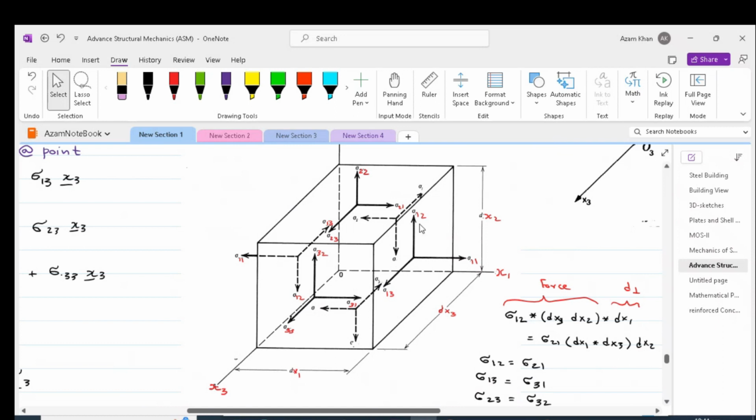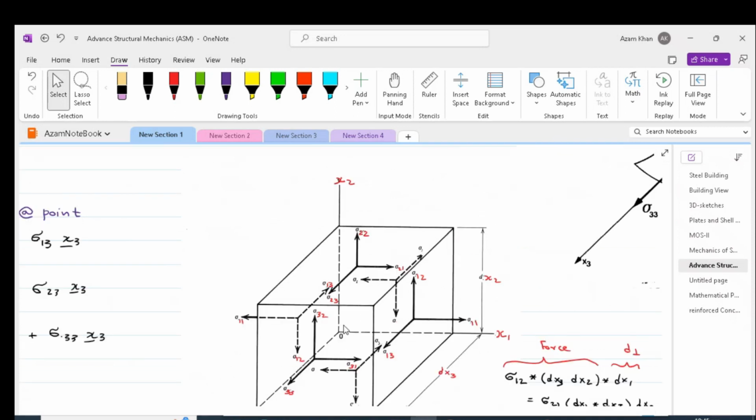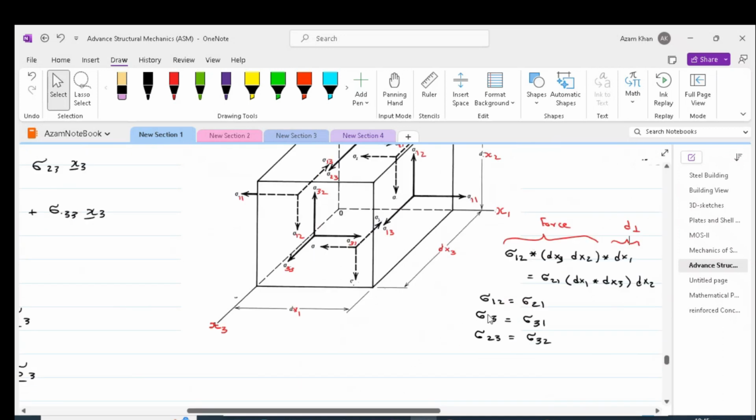So sigma 12 on the positive x1 face can be changed into force by applying the area of the face, and then the lever arm can be multiplied to get the moment, which is counterclockwise according to the right hand rule. This counterclockwise moment will be resisted by sigma 21 on the positive and negative face along x2. Thus, we get sigma 12 equal to sigma 21, sigma 13 equal to sigma 31, and sigma 23 equal to sigma 32.